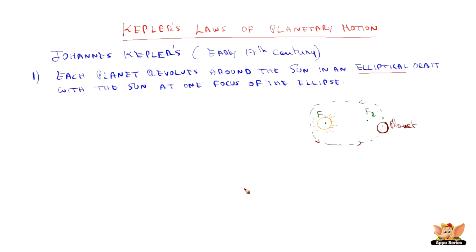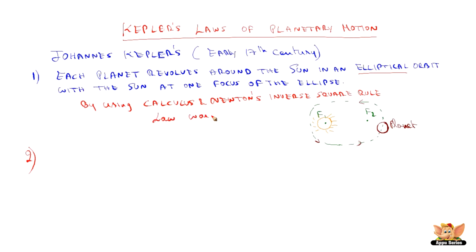Let's see what he talked about in his next law. Let's also understand how his first law was proved. They did prove it by using calculus and Newton's inverse square rule, which is F is inversely proportional to R square. So by using those, this law was solved by the scientists, of course.